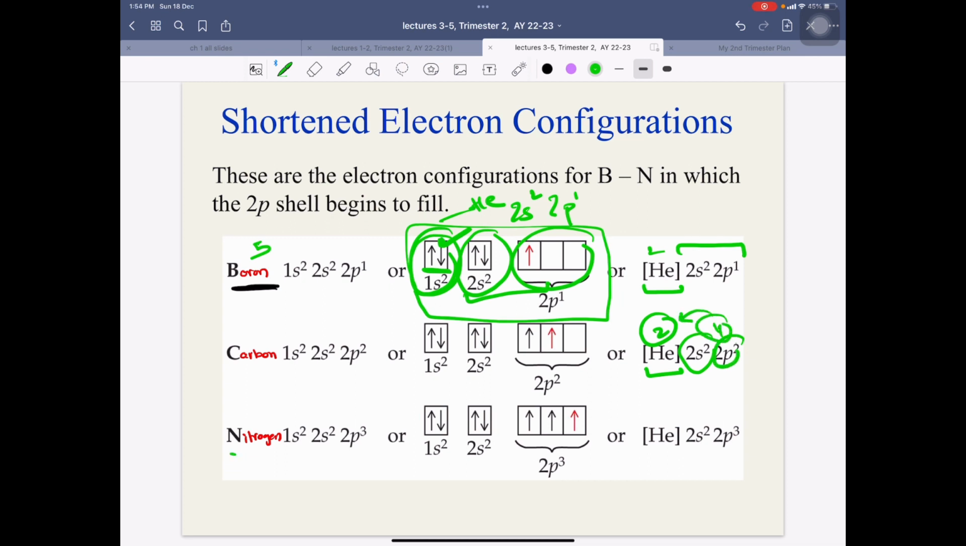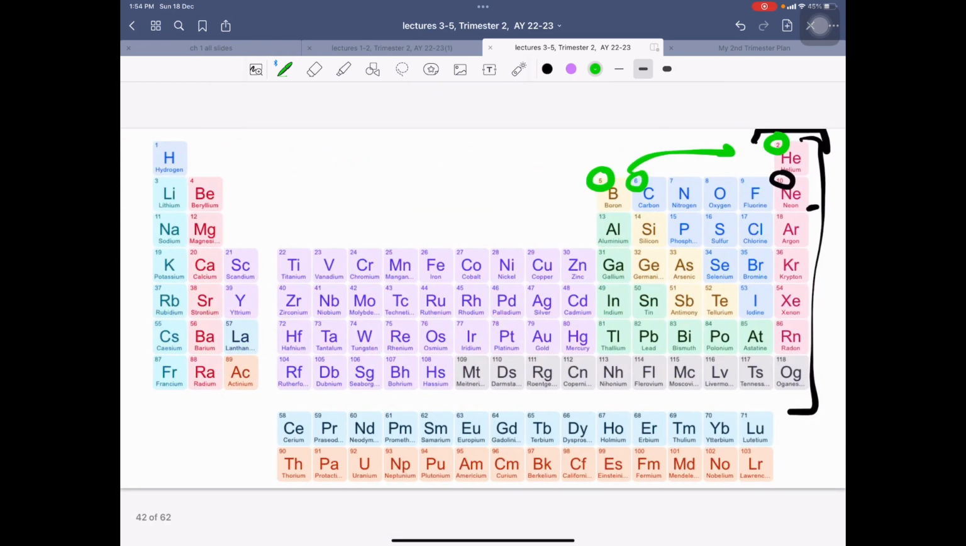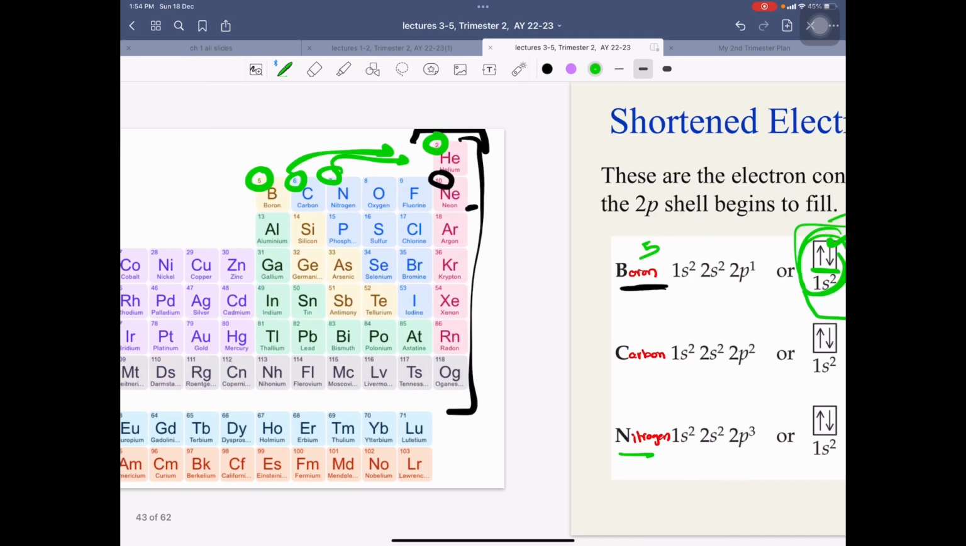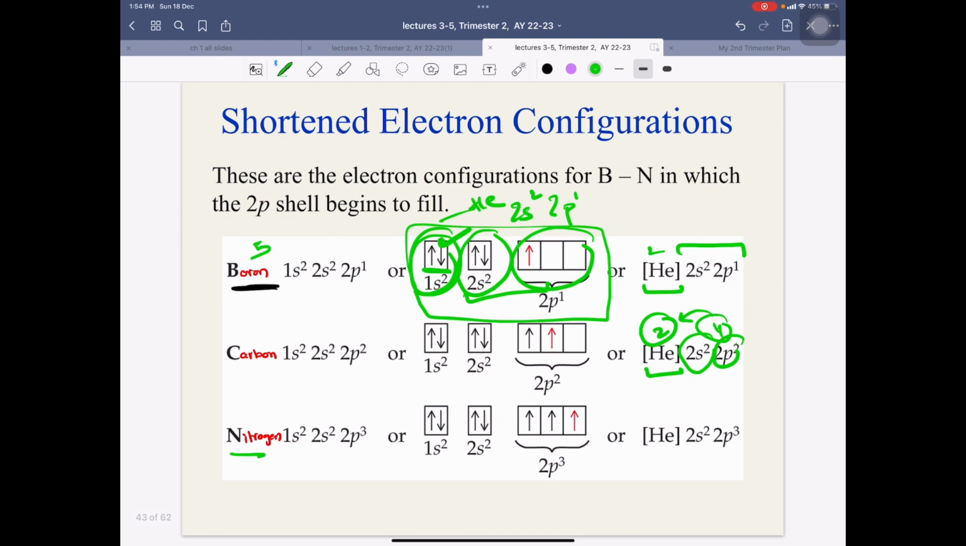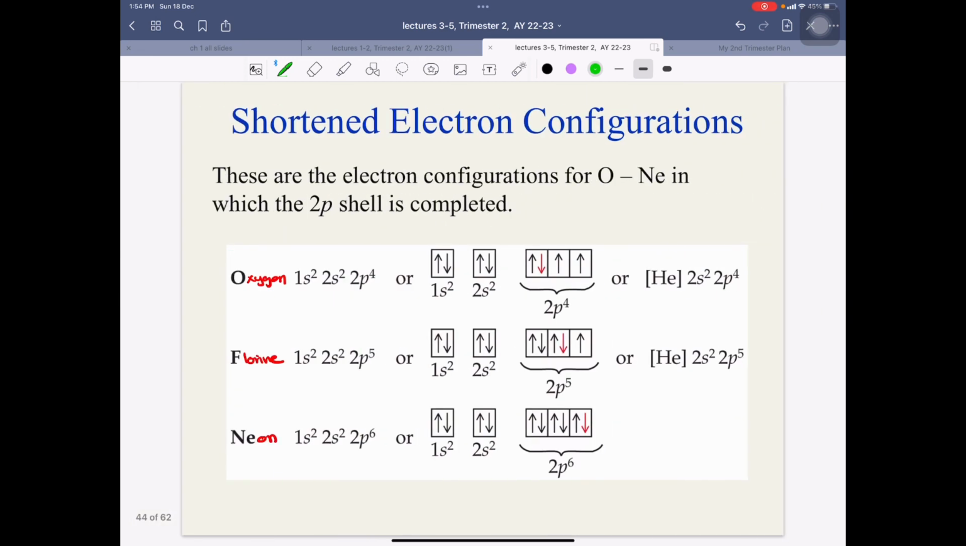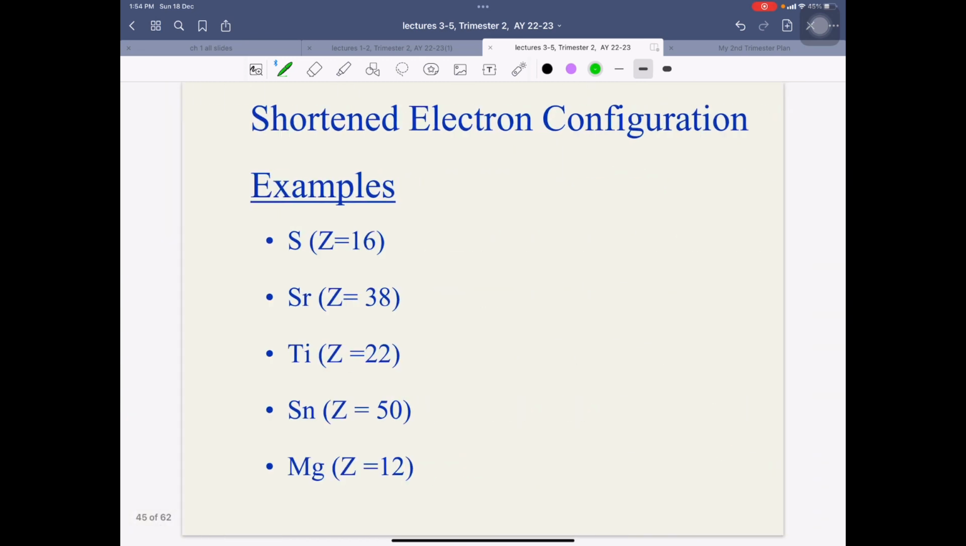Okay. Next we have nitrogen, same thing. Where is nitrogen? Nitrogen is here. What's before it? Helium. Helium is 2, nitrogen is 7. But I just need what? I just need 5 more. 3 plus 2 is 5. And before it, the configuration of helium gave me that. This is the way in which we can do a shortened electron configuration. This is how we do it. And we'll take some more practice on how to do it.